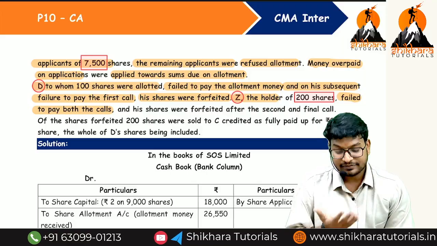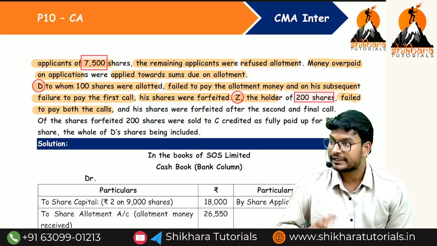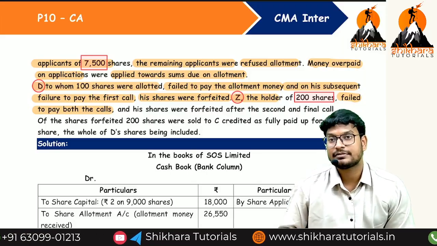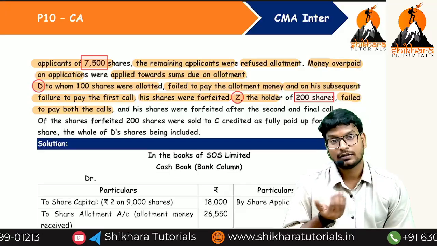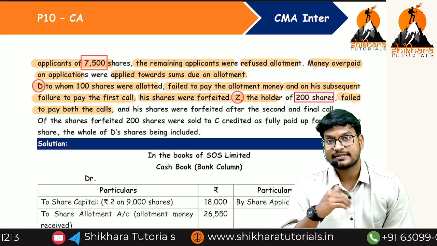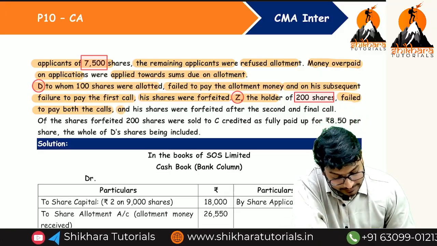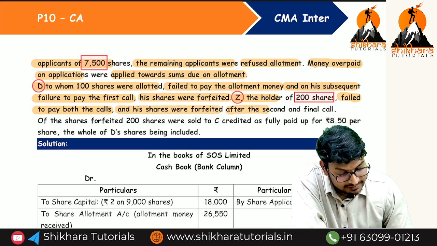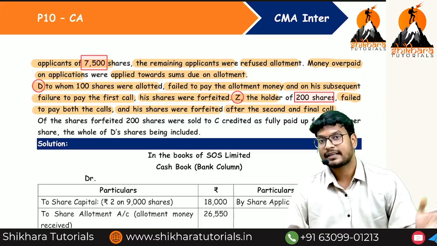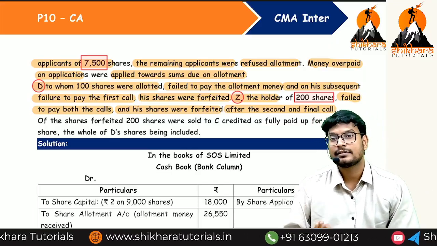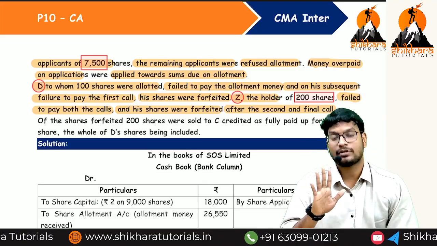On the 100 shares we have not received the premium. Are you getting the point or not? So two different situations are available here. Securities premium received on 200, securities premium not received on 100. And his shares were forfeited after the second and final call. So the 200 shares are forfeited after the second call. When coming to the 100 shares, they were forfeited after the first call itself.